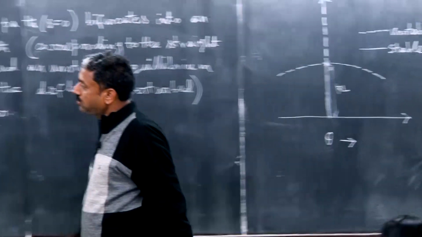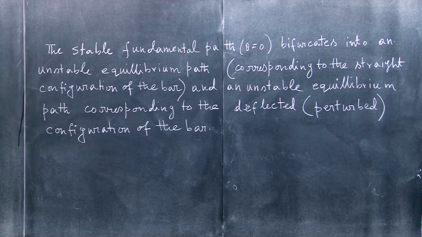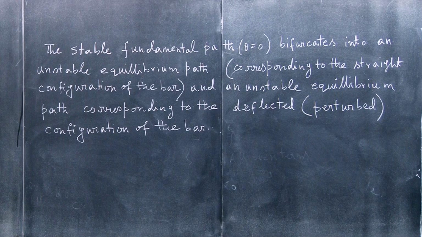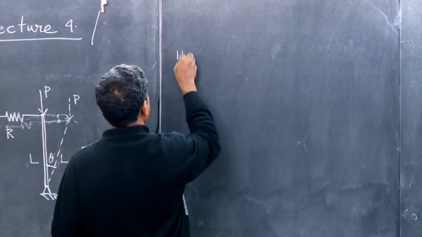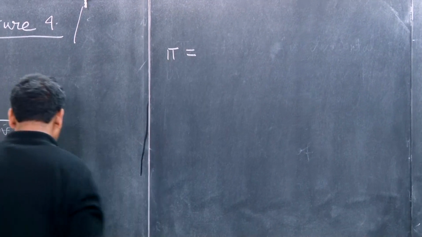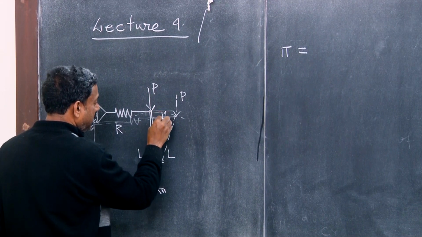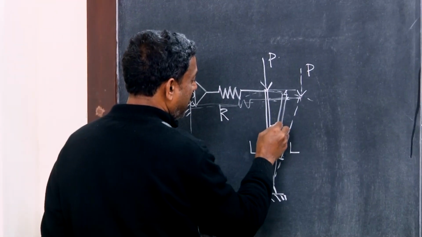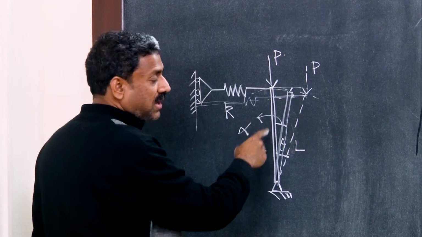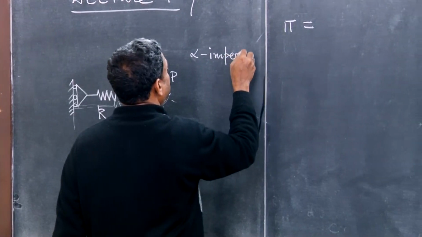So, all of you take a note of this. Now we are going to consider the imperfection to see its imperfection behavior. So quickly, the potential energy for the imperfection. When we are treating it to be imperfect, we are assuming that initially there will be some deflection. This angle alpha is the imperfection here, and alpha is the magnitude of imperfection.